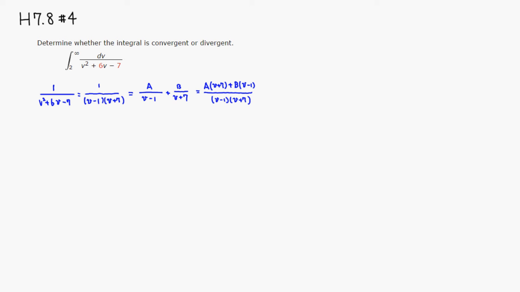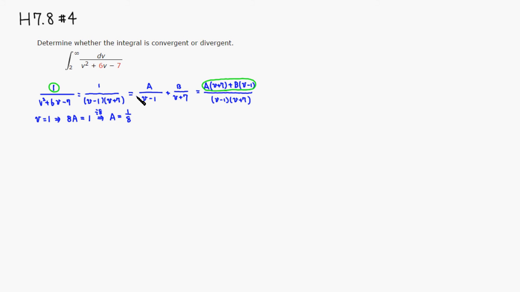We just need to make sure that the numerators match up. To find A, I'm going to plug in v equals 1. Then we get 1 plus 7, which is 8, so 8A is equal to the other side, which is 1. Divide through by 8, and we found A to be 1/8.